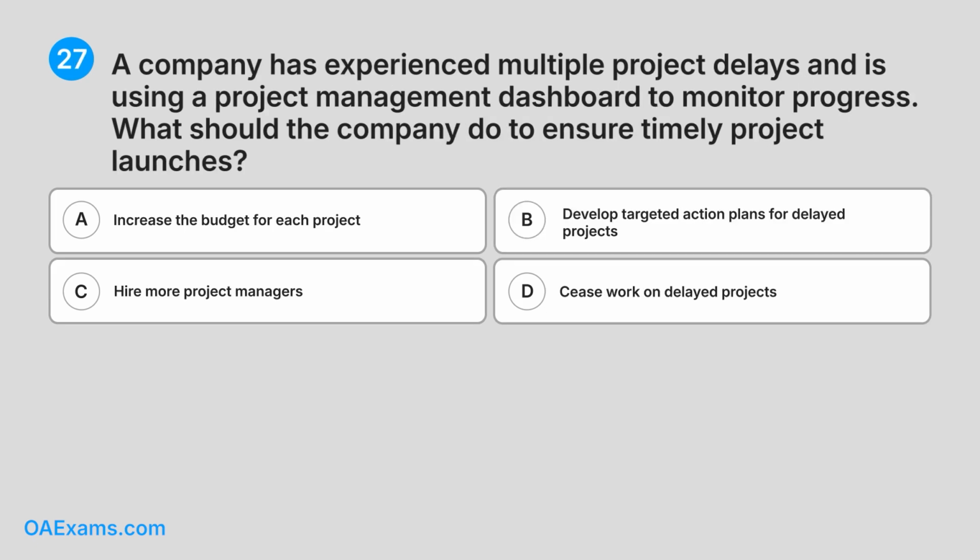27. A company has experienced multiple project delays and is using a project management dashboard to monitor progress. What should the company do to ensure timely project launches? A. Increase the budget for each project. B. Develop targeted action plans for delayed projects. C. Hire more project managers. D. Cease work on delayed projects. Do you know the answer?